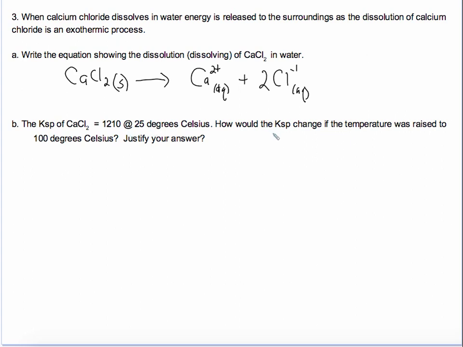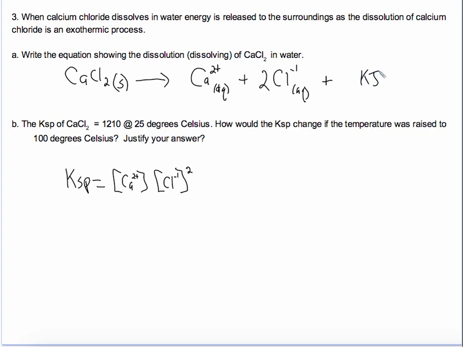All right. Now, okay, the KSP of calcium chloride equals 1210 at 25. How would the KSP change if the temperature was raised to 100? Okay, remember that the KSP would be equal to the concentration of the calcium ion times the concentration of the chloride ion to the second power. That's what the KSP would be equal to.